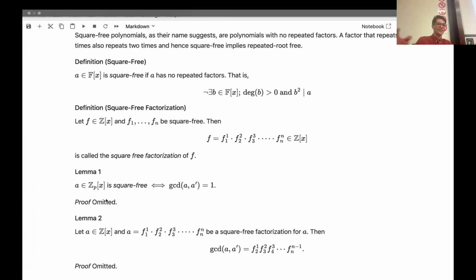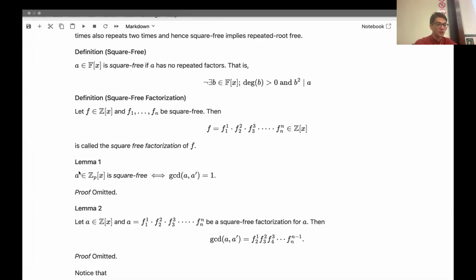I added something that says be careful because this technically isn't always true. This will not be true in Z_p. But in any case, if A is in Z[x], A is square free if and only if the GCD of A and A prime is 1. So this is great. We have a really fast way of checking if a polynomial is square free, right? Because derivatives are fast, GCDs are fast. Both of those things should be fast.